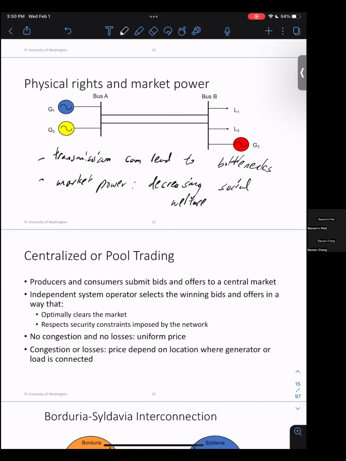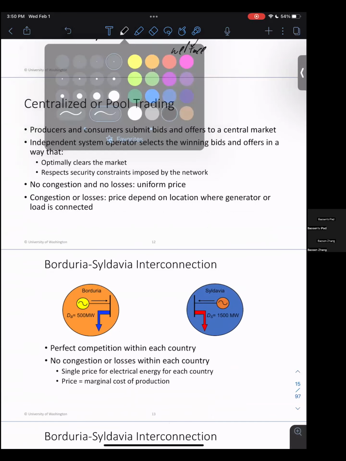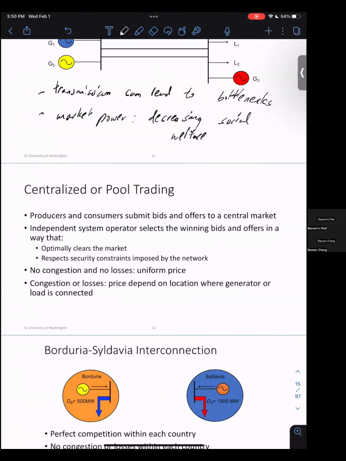So we'll assume what is called a perfectly efficient market. Nobody is trying to game it, and the system operator has full knowledge. The system operator knows everything and can optimally clear the market.